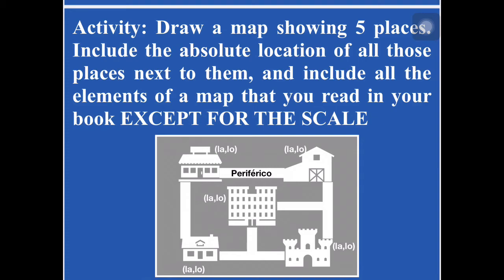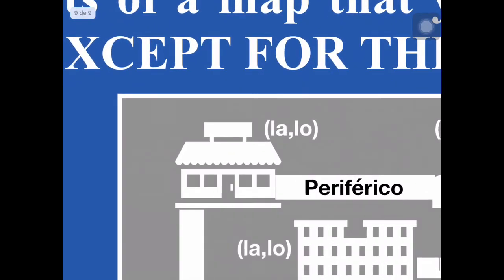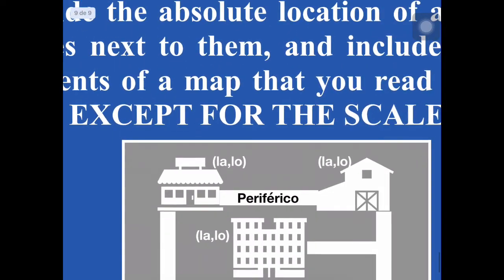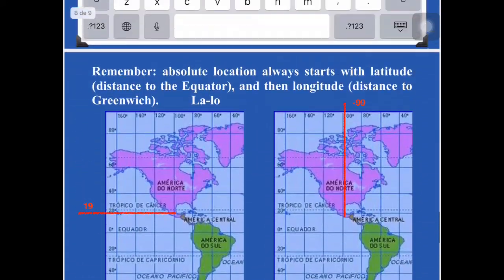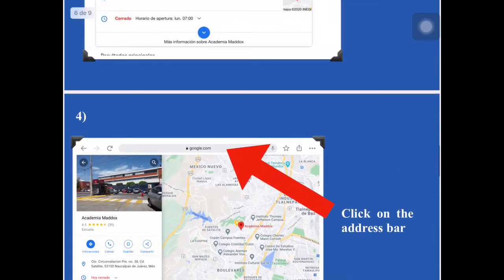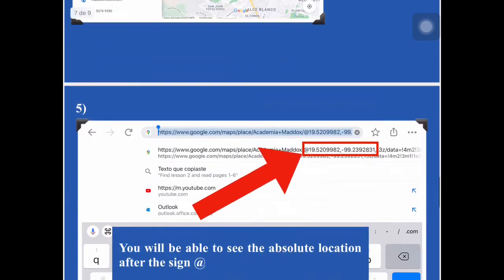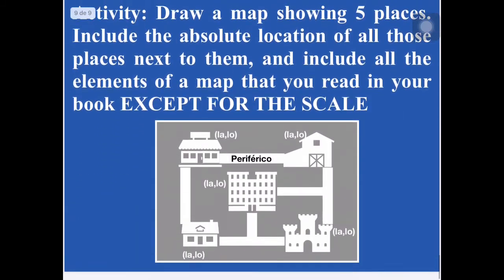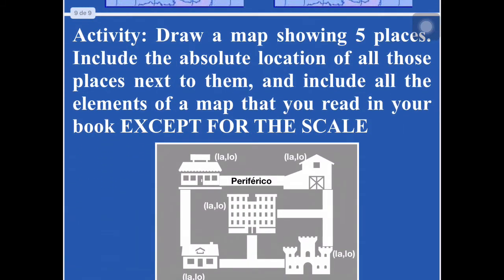Draw a map showing 5 places. Include the absolute location of all those places next to them. So for example, over here, this is a store, and you need to include the latitude and the longitude, and you will be able to find this information as I just demonstrated up here, right? You need to find the place in Google and just click in the direction bar once you enter the map, and you will be able to see the location after the @ sign.